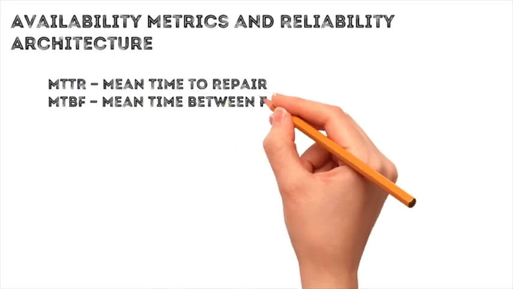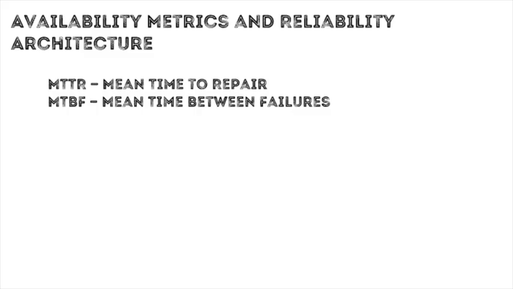Next, let's discuss availability metrics and system reliability. To measure how resilient a system is, we use two key parameters, MTTR and MTBF. MTTR, or mean time to repair, represents the average time it takes to detect, fix, and restore a system after failure. The goal is to keep MTTR as low as possible through automated monitoring, predefined recovery procedures, hot-swappable hardware, and remote management tools.